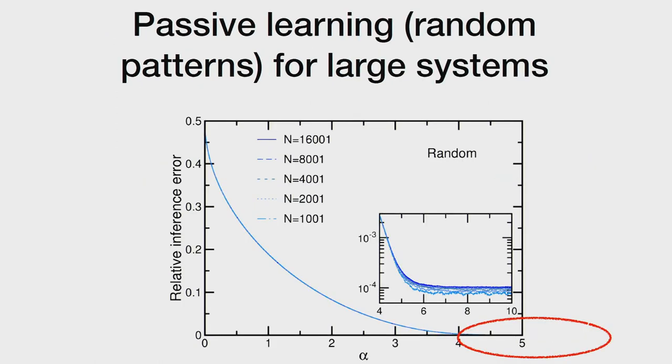This is for simulations of a large system, which is passive learning when the patterns are random, using this MAP strategy. We find this relative error decreases to zero, not exactly zero, when the number of questions asked versus the dimension of the problem approaches 4.5.